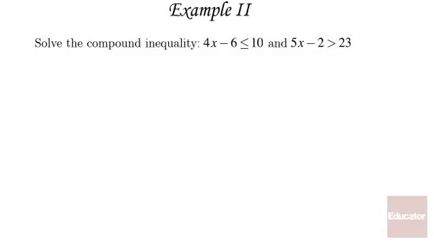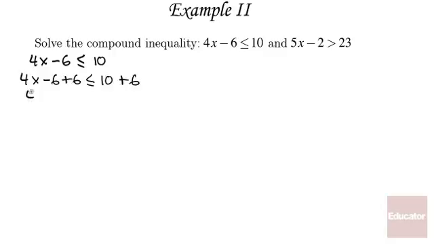For the second example, I'm solving another compound inequality. Again, taking the first inequality, 4x minus 6 is less than or equal to 10. Adding a 6 to both sides. That's going to give me 4x is less than or equal to 16. Dividing by a positive number, so I'm not having to worry about flipping that sign around. And that gives me x is less than or equal to 4.